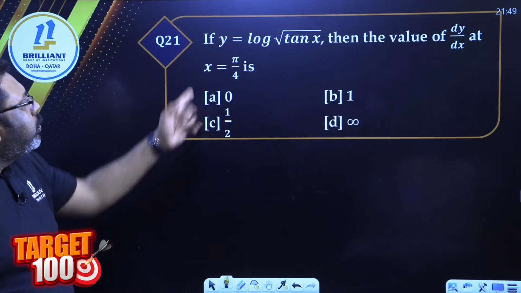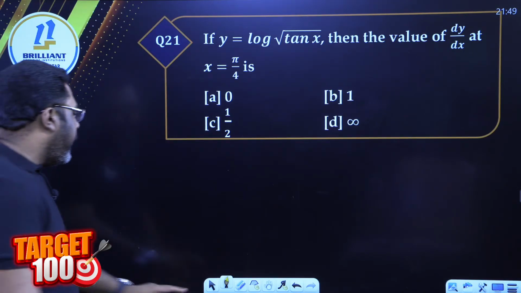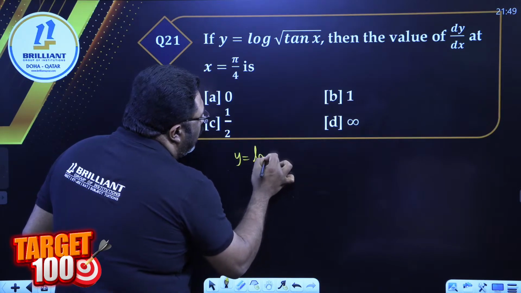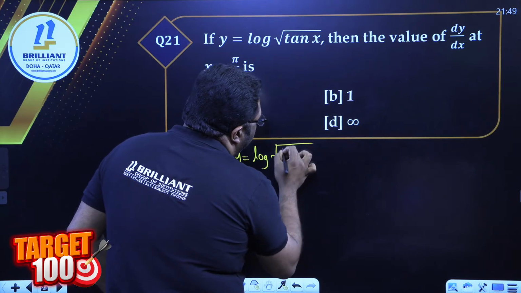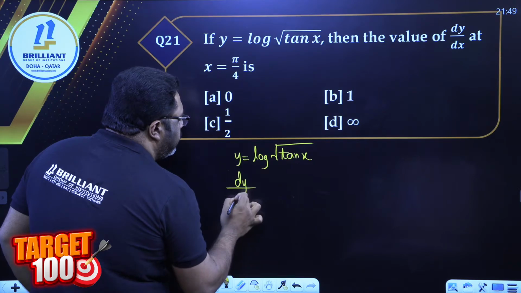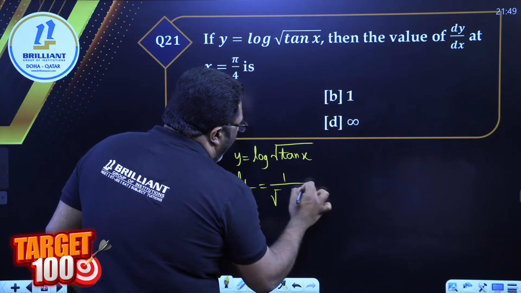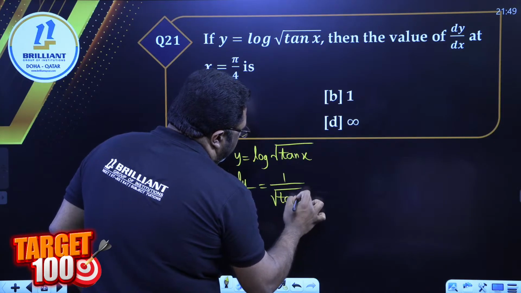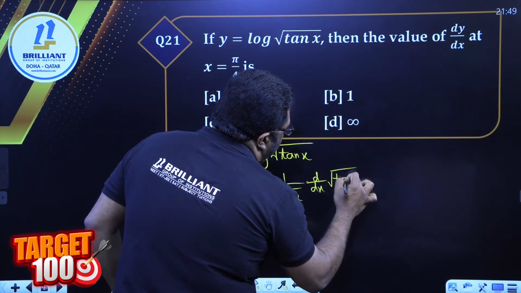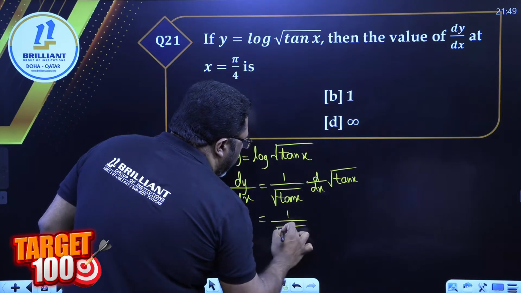Question number 21. Y is given to you, find dy by dx if x is equal to pi by 4. So y is equal to log square root of tan x. Here, right away derivative. Derivative of log x is 1 by x, into the derivative of root tan x. What is the derivative of root tan x?